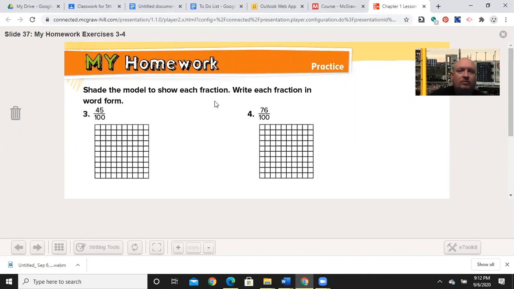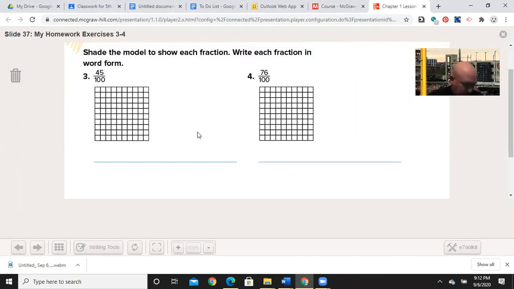Shade the model to show each fraction. Write each one in word form. Then you're going to continue on the back, write the decimal for each model. I don't want to give you the answer key, so I'm going to pause on showing the video right here. You get to number 9, the largest butterfly in the world is found in Papua New Guinea. Weighs about 9/10 of an ounce. Use a decimal to write the weight.